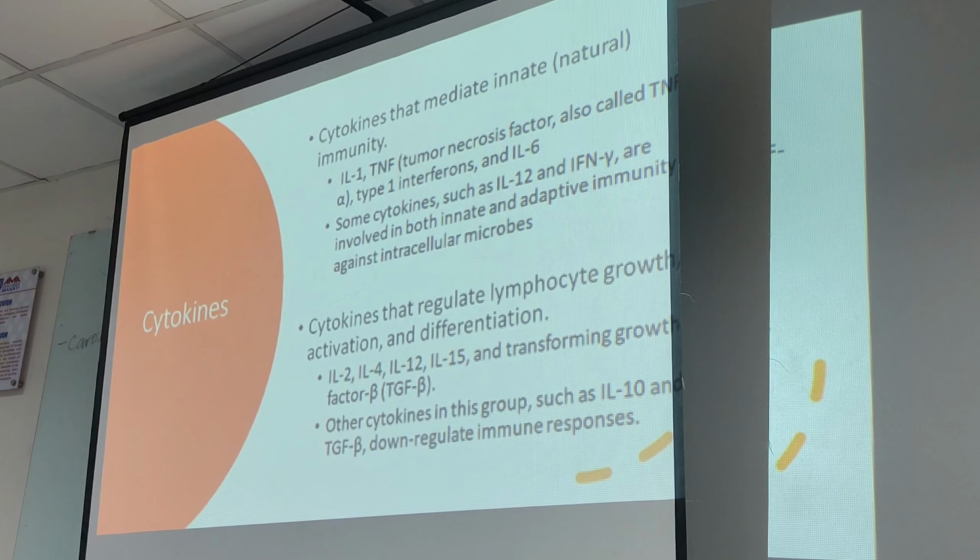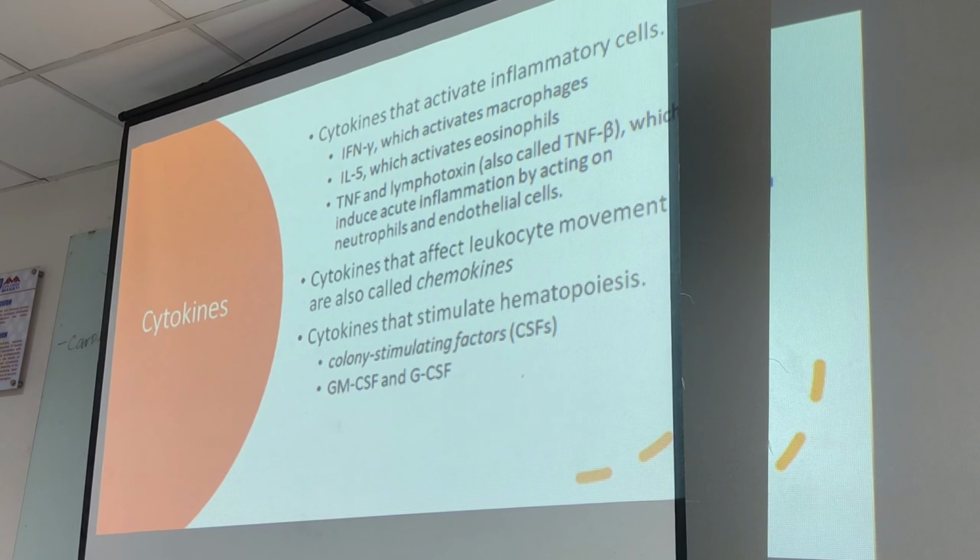They can mediate the immune response, like your interleukin 1 and TNF. Cytokines can also regulate lymphocyte growth, for example, activation and differentiation. Those examples are listed in this part of the slide. Cytokines can also activate inflammatory cells, one of which would be interferon gamma, which is a classical activator of your macrophages. IL-5, TNF, and other lymphotoxins also function this way.